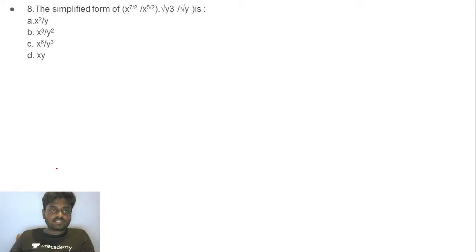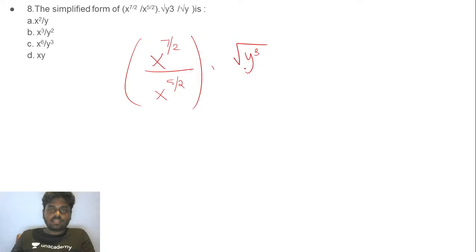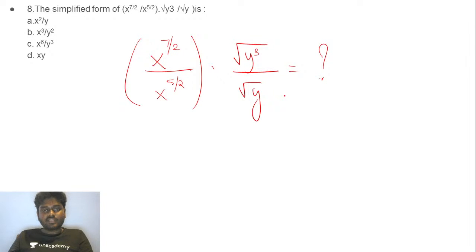I'll better write the question correctly. That is, you have x power 7 by 2 divided by x power 5 by 2 into root y power 3 divided by root y. What is this value? The value you need to find.